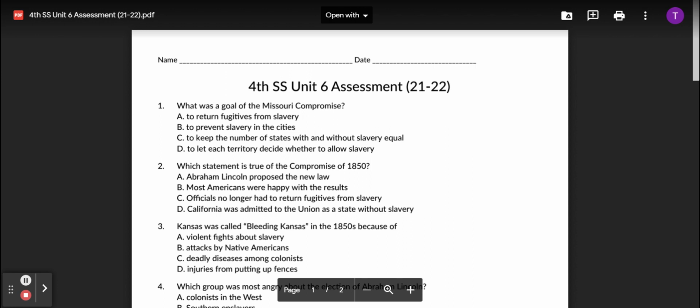2. Which statement is true of the Compromise of 1850? A. Abraham Lincoln proposed the new law. B. Most Americans were happy with the results. C. Officials no longer had to return fugitives from slavery. Or D. California was admitted to the Union as a state without slavery.